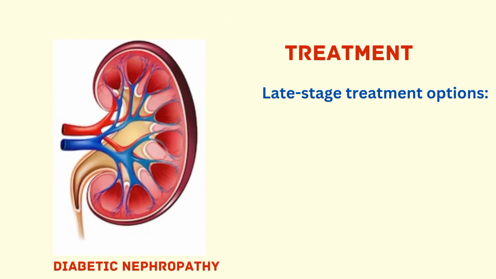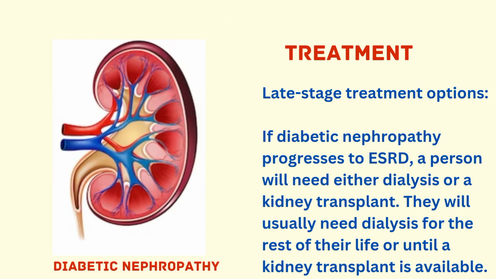Late stage treatment options. If diabetic nephropathy progresses to ESRD, a person will need either dialysis or a kidney transplant. They'll usually need dialysis for the rest of their life or until a kidney transplant is available.